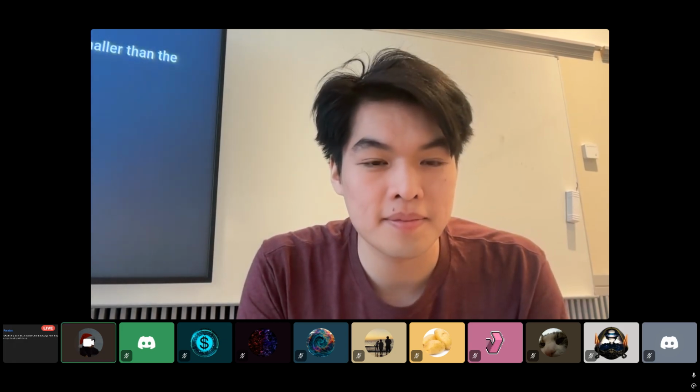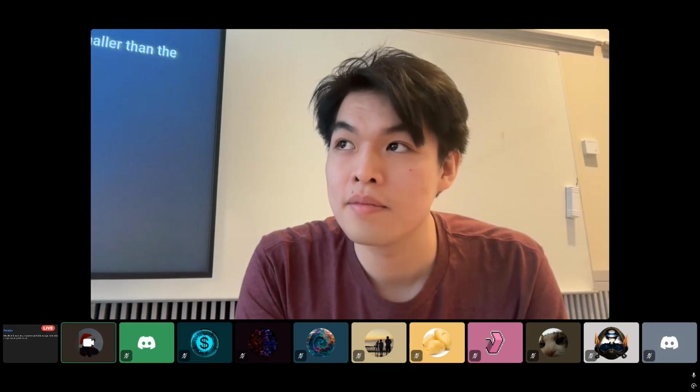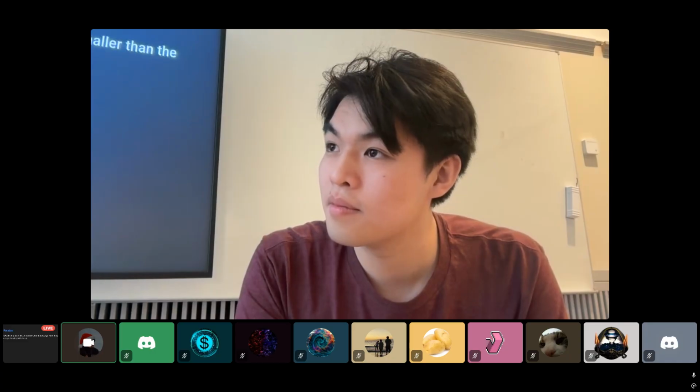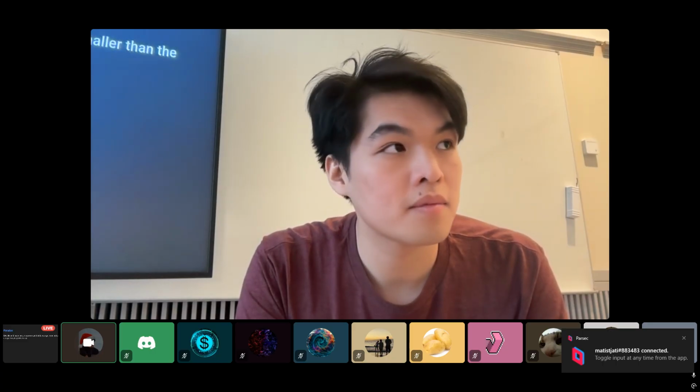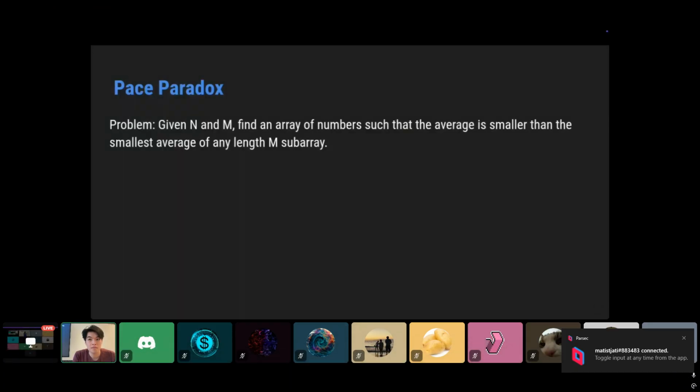In this problem, you're given two numbers n and m, and you need to find a list of numbers such that the average of the whole list is smaller than the smallest average of any subarray of length m. And this seems a bit weird because we have more subarrays of length m, so it might seem like one of them has to be smaller, right? But that's not always the case. And actually, there is a sample to this problem because we need to have samples, of course. So this kind of gives away part of the paradox, right? We need to have a sample.